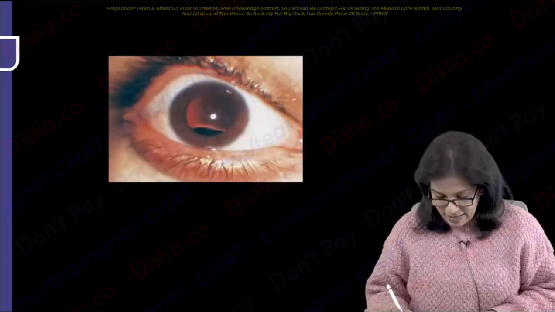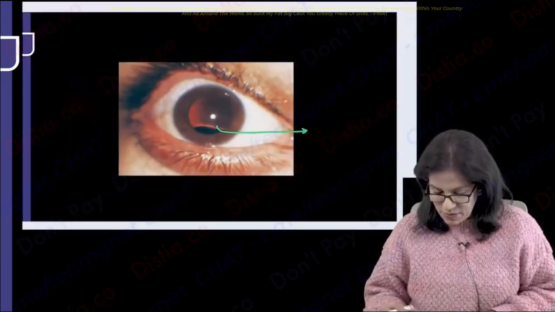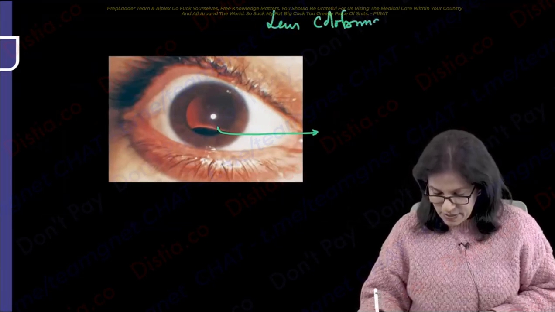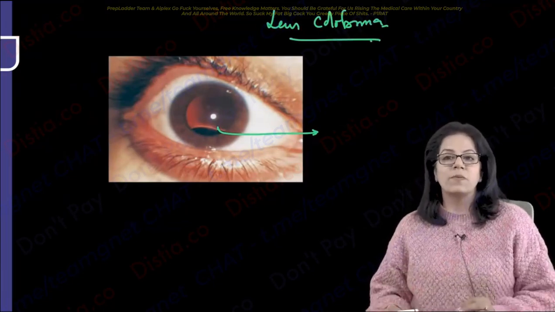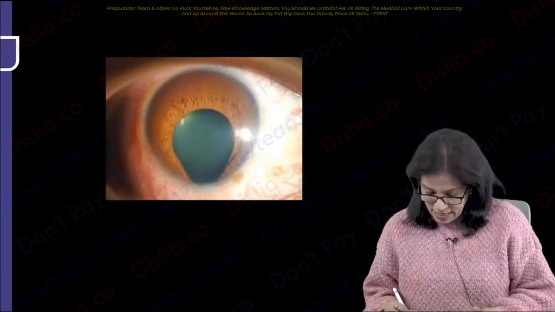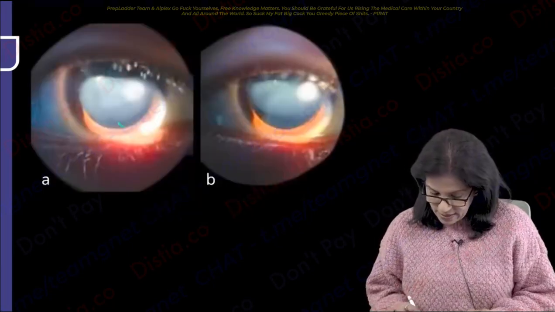Right? This is your lens coloboma. Don't confuse it with subluxation. This is your lens coloboma. So again, things will be asked in and around, and you will be able to know what they are asking you. What else? Again, this one is iris coloboma.